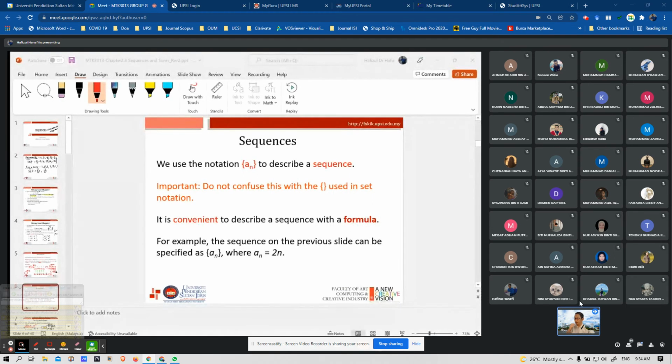The sequence also uses the same notation as I said: list each element, separated by commas, and put a curly bracket around the whole thing. Sometimes we call it a curly bracket, sometimes a set bracket or braces. This one is the ordered list that we see. a_n equal to 2n is the ordered list.